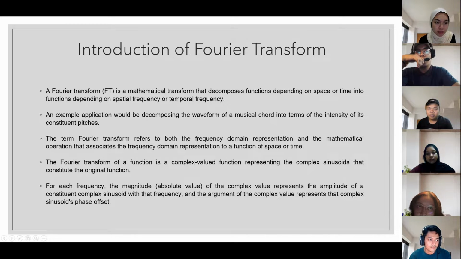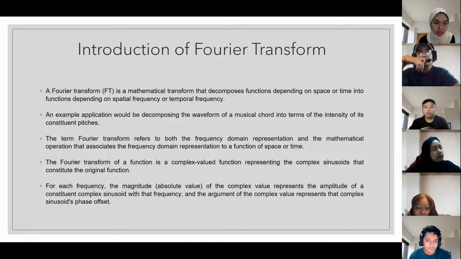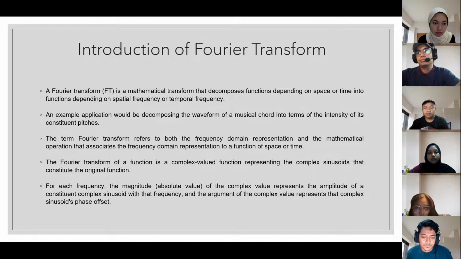I will talk of the Fourier transform. A Fourier transform is a mathematical transform that decomposes a function depending on space or time into a function depending on spatial frequency or temporal frequency. An example application would be decomposing the waveform of a musical chord into terms of the intensity of its constituent frequencies. The term Fourier transform refers to both the frequency domain representation and the mathematical operation that associates the frequency domain representation to a function of space or time.